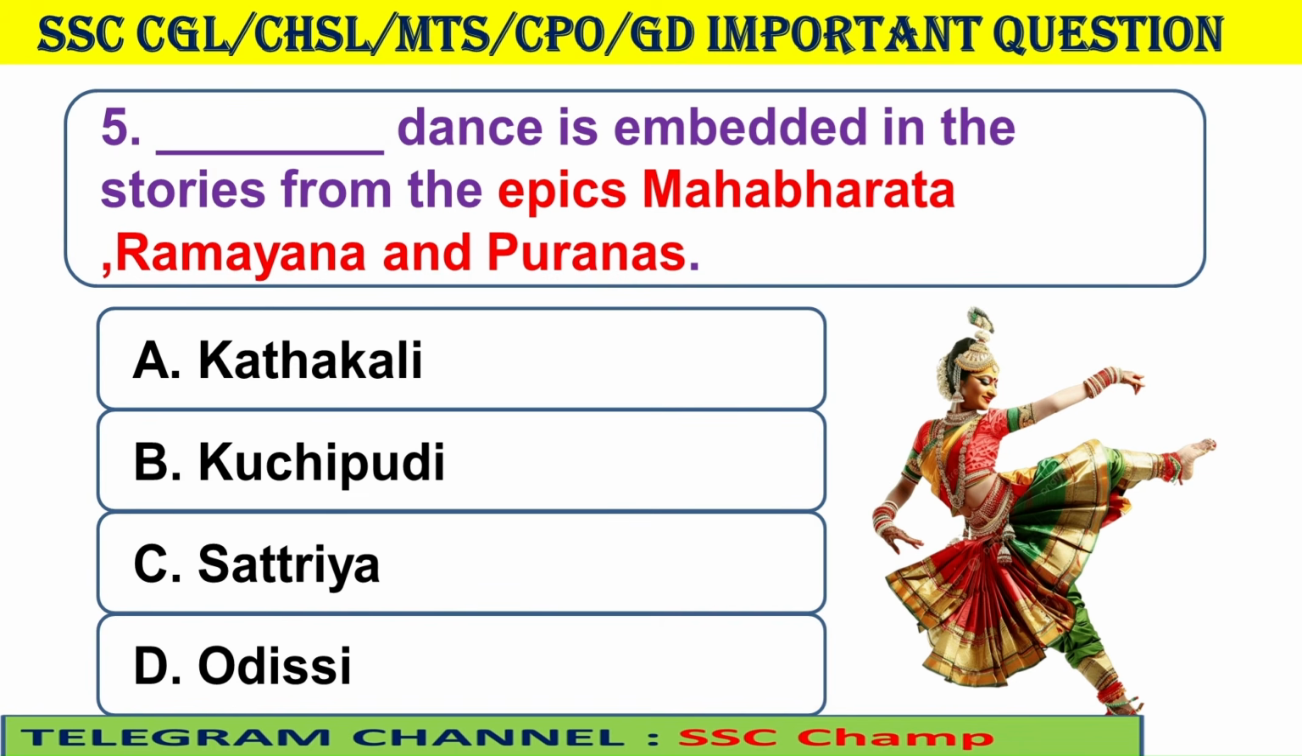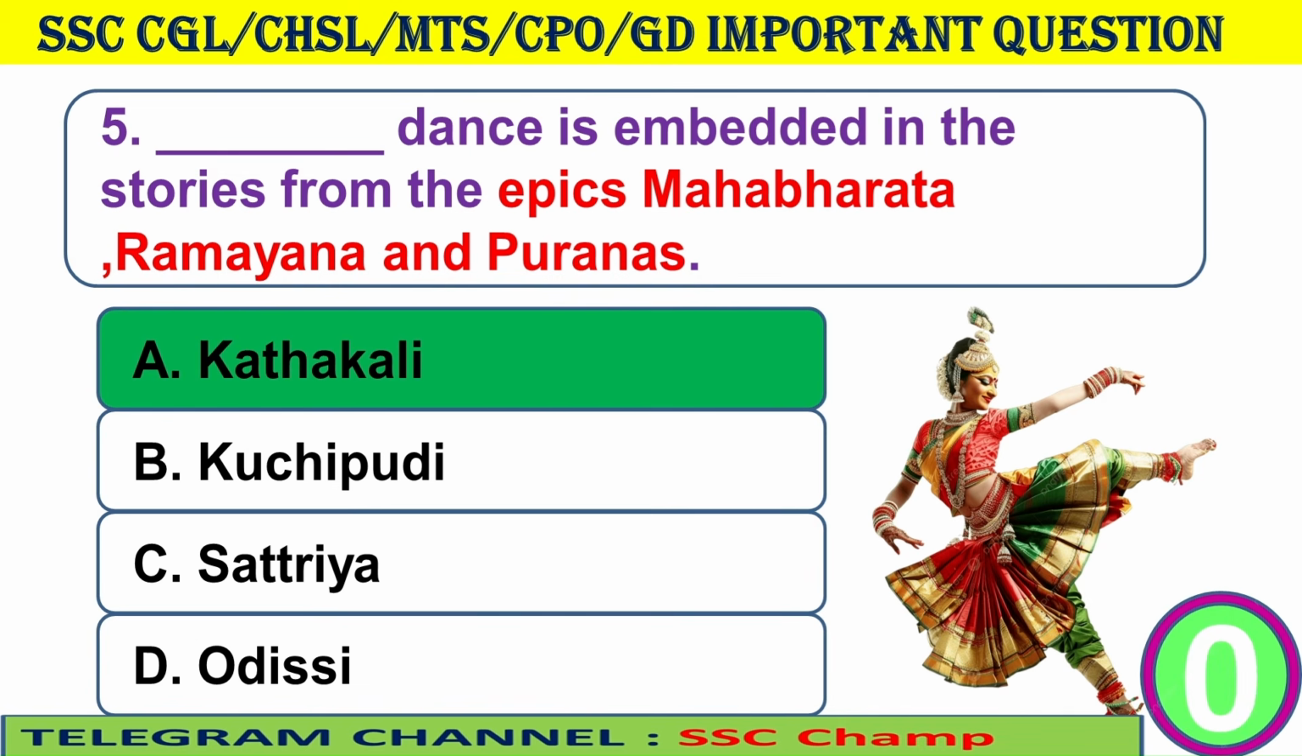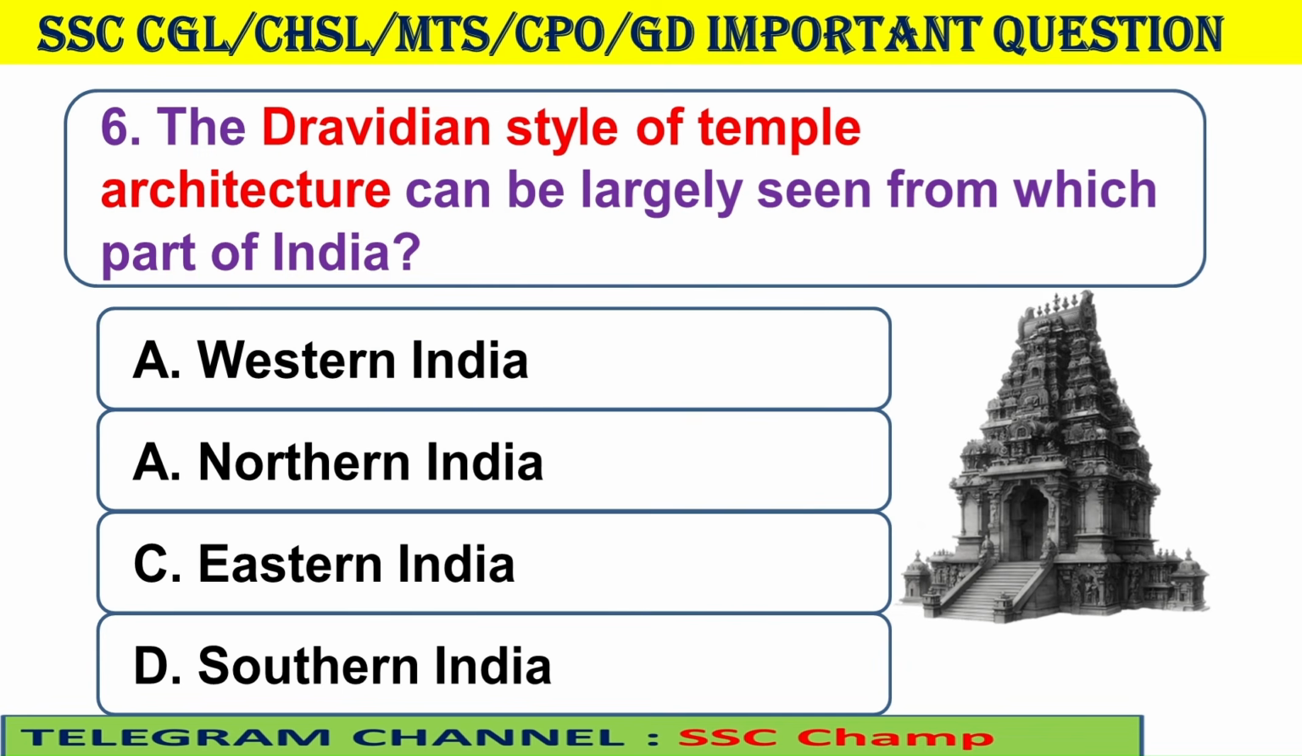Option A, Kathakali. Option B, Kuchipudi. Option C, Satriya. Option D, Odissi. Correct answer, Kathakali. The Dravidian style of temple architecture can be largely seen from which part of India?